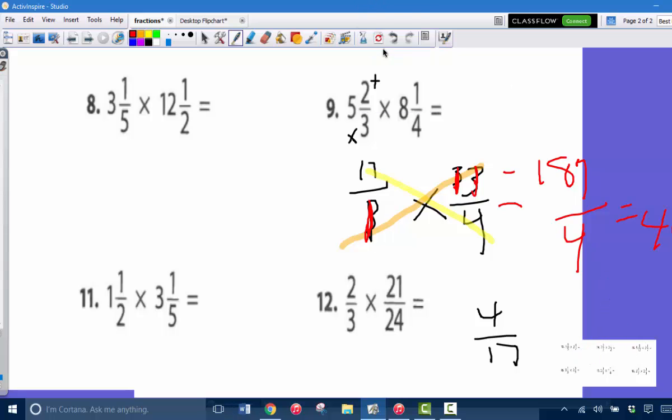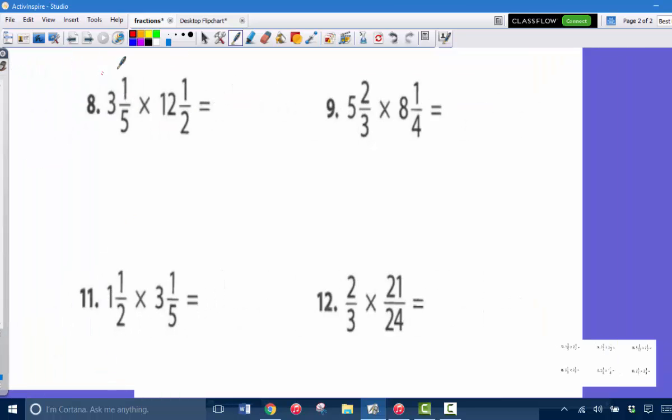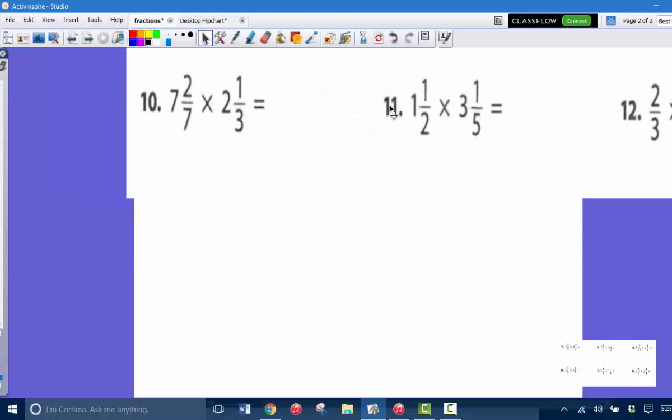All right, I'm going to do a few more. Let's see. Let's go with number 10. Okay, so number 10. This is what I have. Change these into improper. 7 times 7.